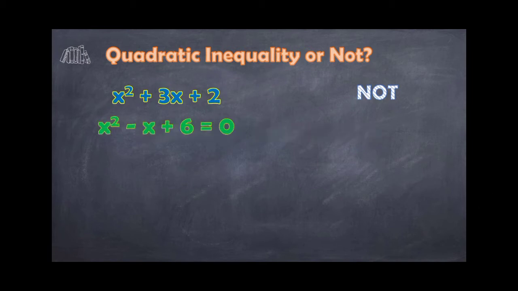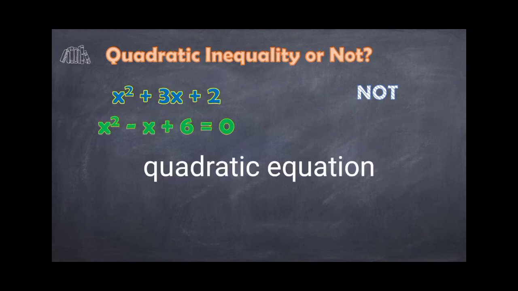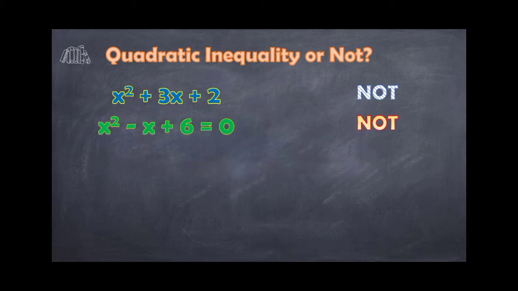Next is x squared minus x plus 6 is equal to 0. Okay, so dito meron tayong left and right side. Kaya lang, ang ginamit na symbol ay equal. So, kahit na present si quadratic term, if ang symbol na ginamit ay equal, then, hindi pa rin siya quadratic inequality. Anong tawag dito? It is a quadratic equation. So, not a quadratic inequality.